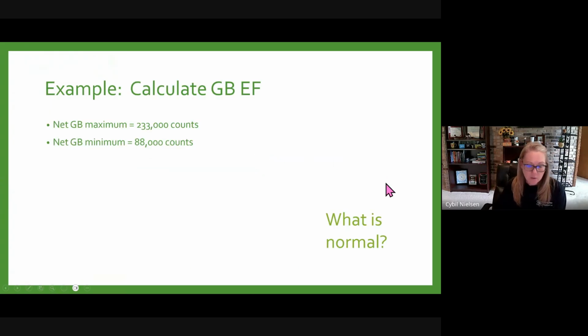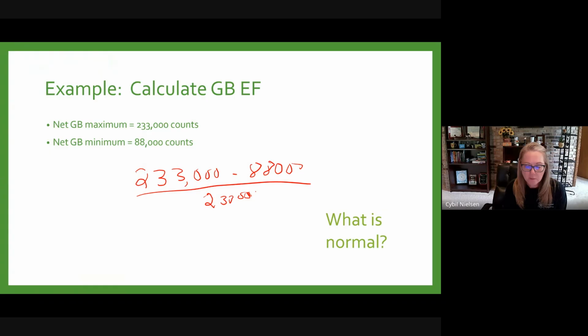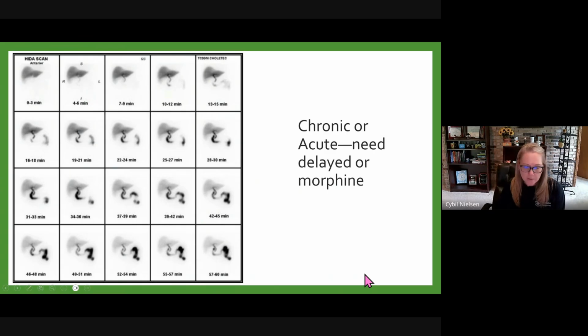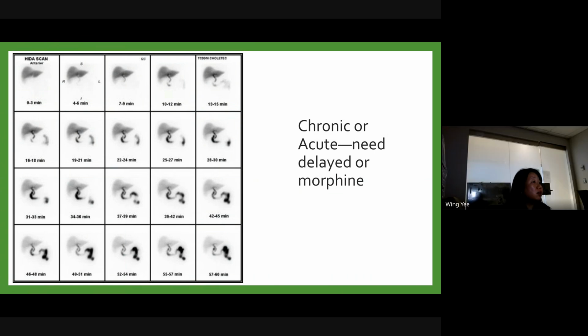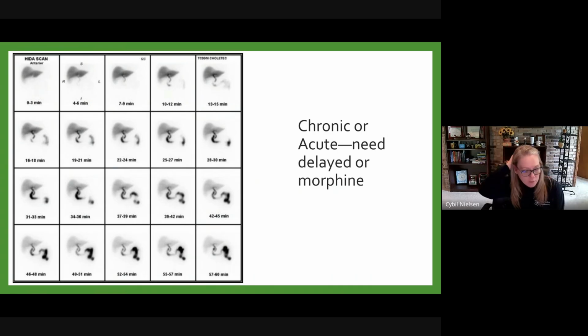All right, so we already talked gallbladder ejection fraction. We would take the big number minus the little number divided by the big number. Times it by 100. And in this case, it comes out to 62%. So just make sure you put that in your calculator later and you get the right answer. All right, now at this point, we're at 60 minutes. What do you see? See the bowel. You see the bowel. What else do you see? But still don't see the gallbladder. Right, you don't see the gallbladder.